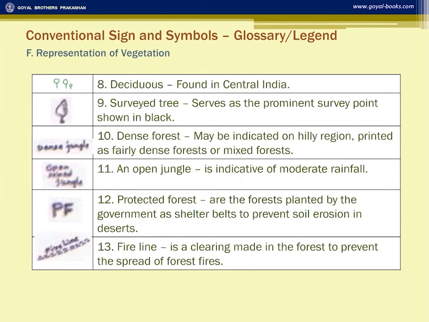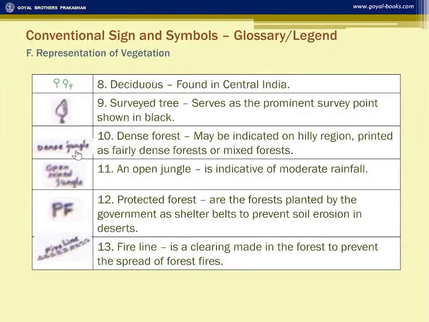Now you can see the different kinds of vegetation shown in different symbols. Deciduous is shown in this manner, and dense jungle is written there. Then mostly the type of jungle found, open mixed jungle, is written there. Protected forest is written there, and these are the symbols.